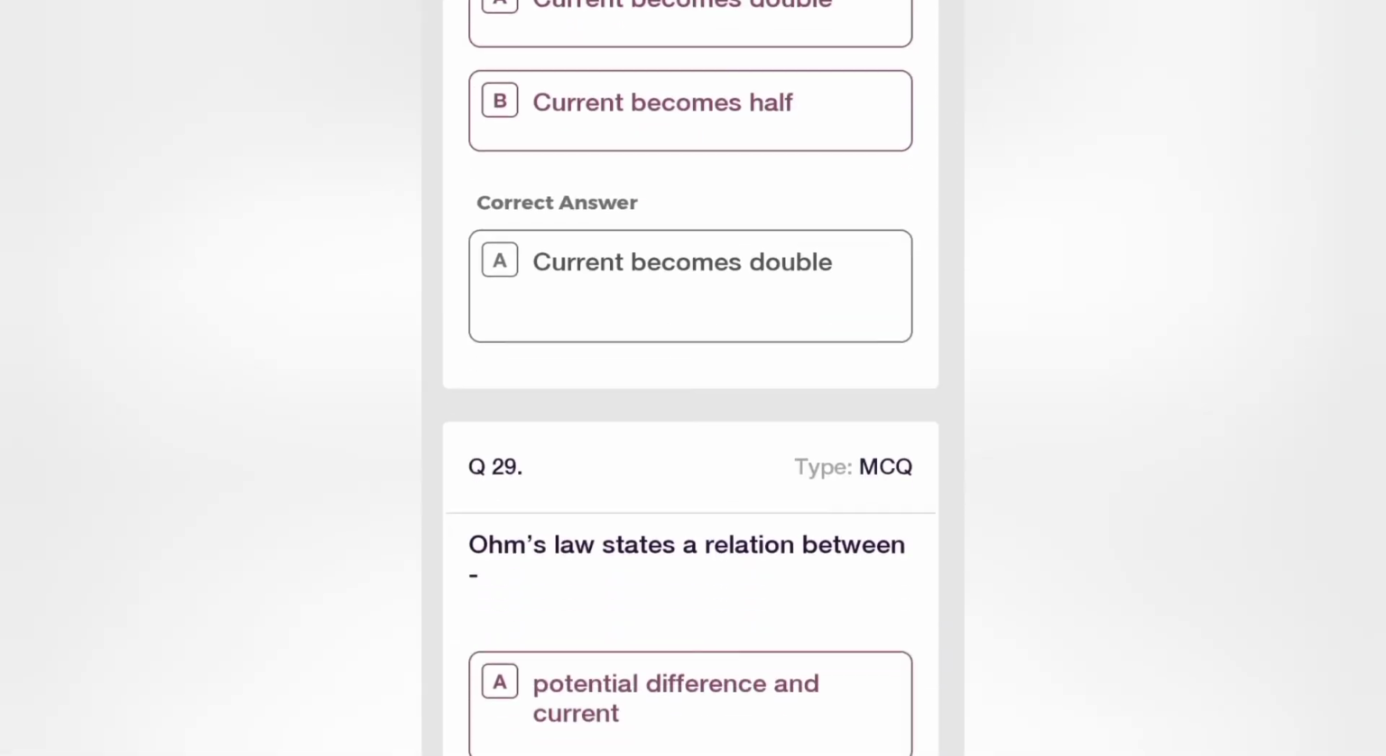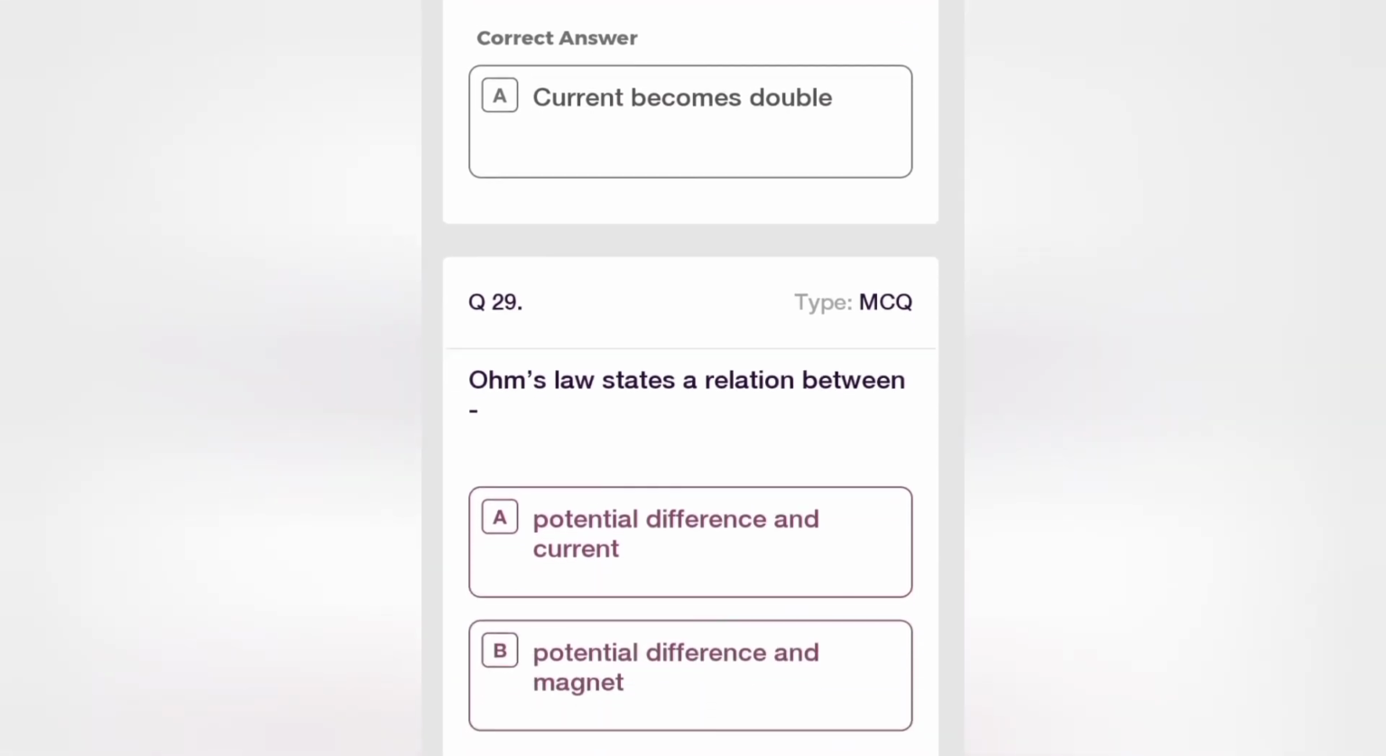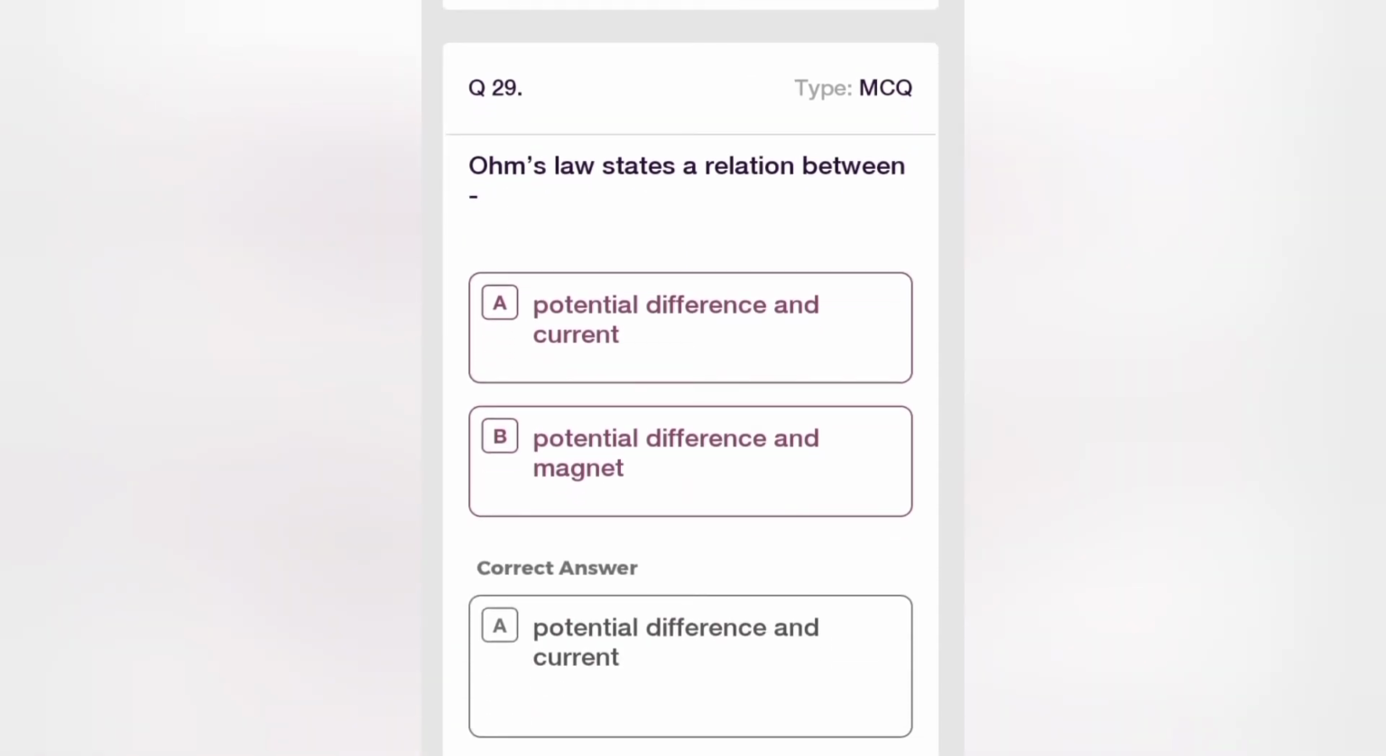Next question. Ohm's law states a relationship between potential difference and what? Potential difference and current is the correct answer. Option A is the correct answer.